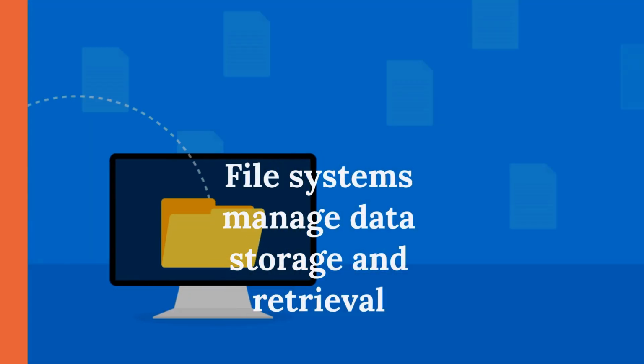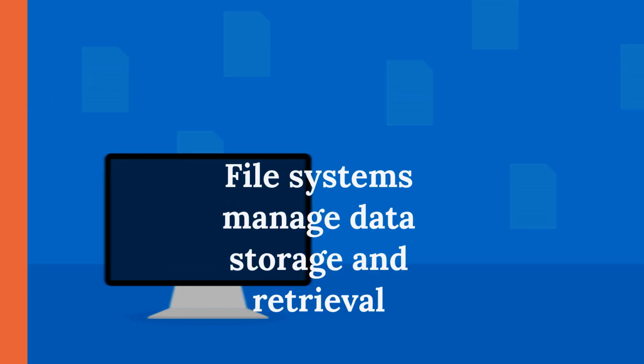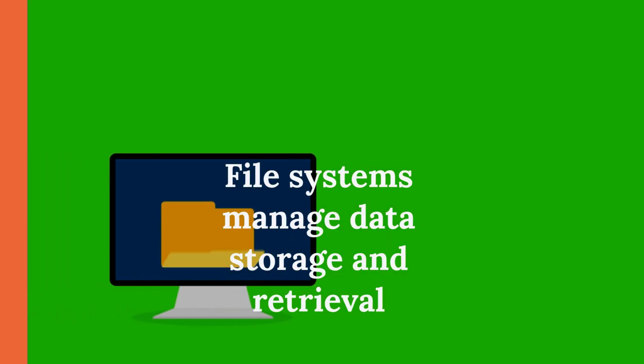File systems manage data storage and retrieval. Common types include FAT32, NTFS, and ext4. Key features are journaling and file permissions. They also handle file operations like reading and writing. Caching strategies are crucial for performance.